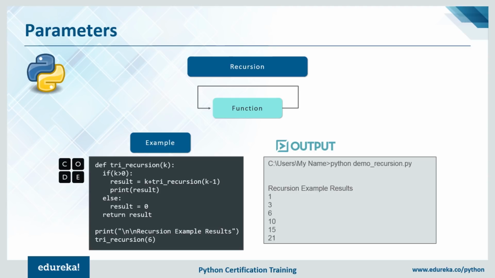So we have 1 and then 2 values were added, we got 3. 3 values were added, we got 6. 4 values were added, we got 10. 5 values 15, 6 values 21. So all we're trying to do is add one extra value and print it using recursion. And that's about it, guys. So I hope this has been a good introduction to the Python user-defined functions as well.